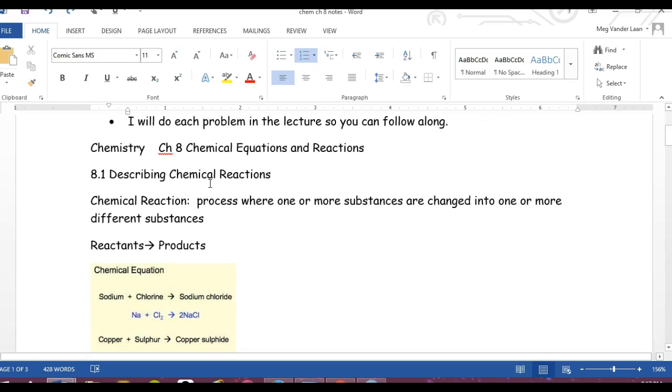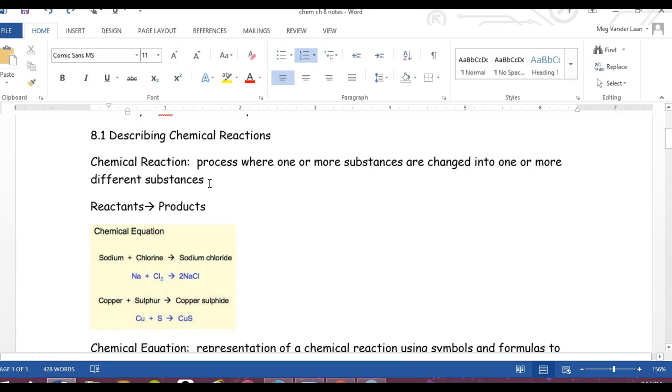So for this chapter, it's chemical equations and reactions. We're going to describe chemical reactions, and we're going to use chemical equations to do this. So what is a chemical reaction? It's a process where one or more substances are changed into one or more different substances.